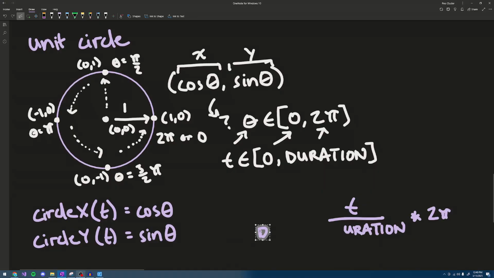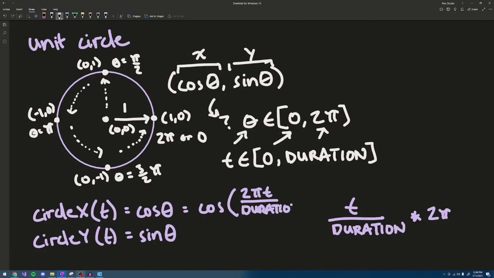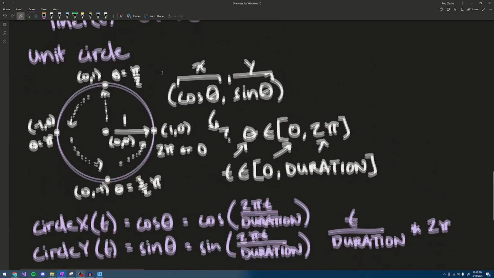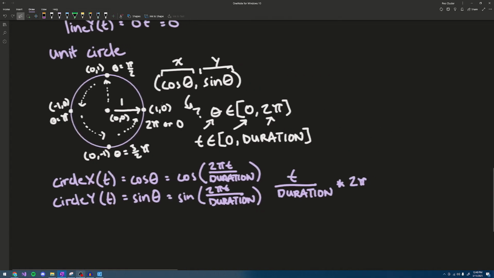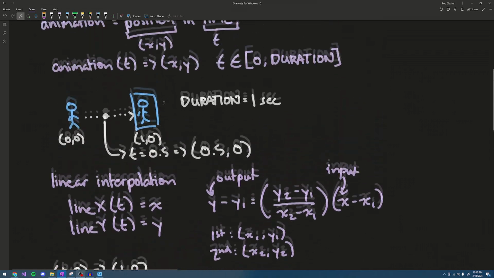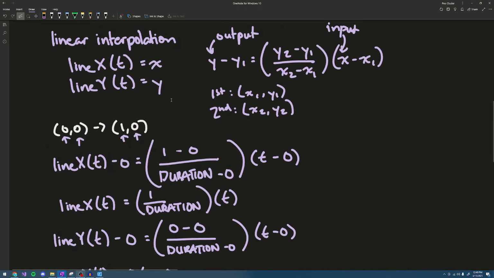Oh, missed this d. We can rewrite these equations so that it becomes cosine of 2 pi t over duration. And we can do the same thing on the bottom, sine of 2 pi t over duration. And there we go. We have our unit circle and we have our linear interpolation.